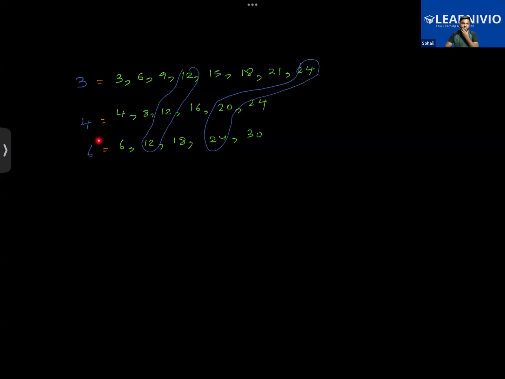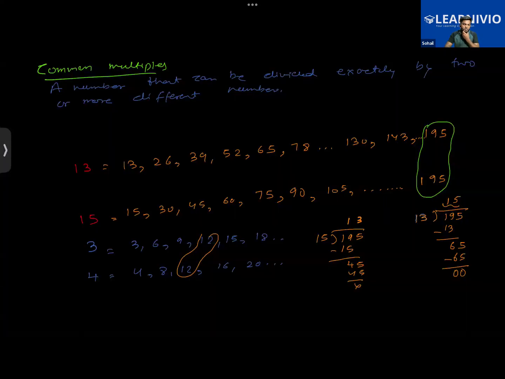So thereby we say that a common multiple is a number that can be divided exactly by two or more different numbers, like this 195 is divisible by the numbers 13 and 15. There can be some more numbers also. Apart from 13 and 15, is 195 divisible by any other number?